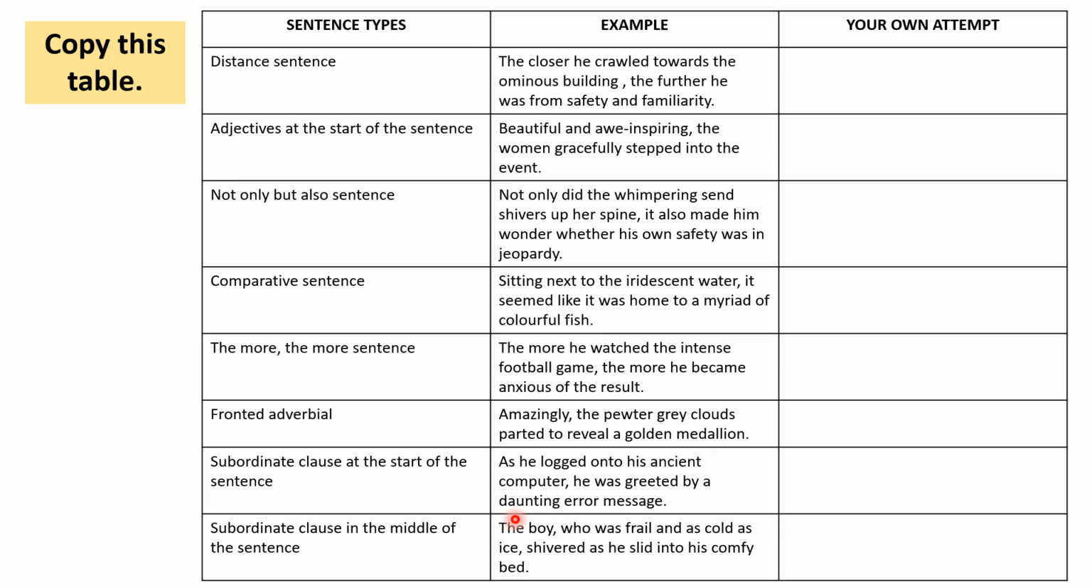And then we have the subordinate clause in the middle of the sentence. The boy, who was frail and as cold as ice, shivered as he slid into his comfy bed. Notice here that some of these examples do use the at the beginning of them, but the sentence structure itself is unique, and it's important to have a mixture.